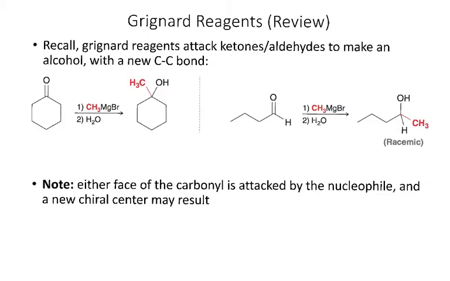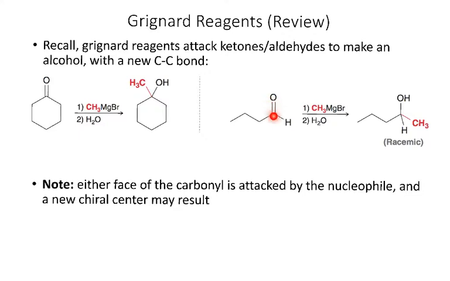So again, back in the alcohol chapter, we learned that reacting an aldehyde or a ketone with a Grignard reagent will give us an alcohol. And we were particularly interested in this reaction because it also allowed us to change the carbon skeleton, add a new carbon-carbon bond.